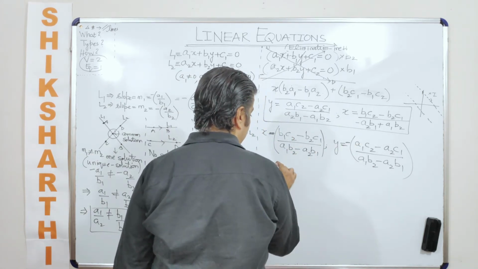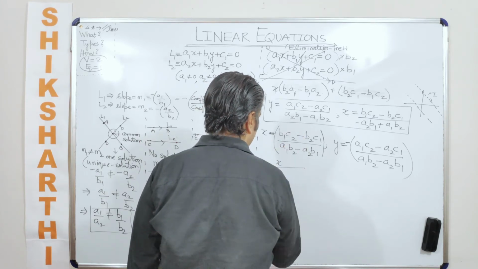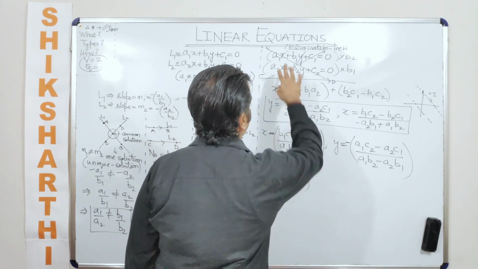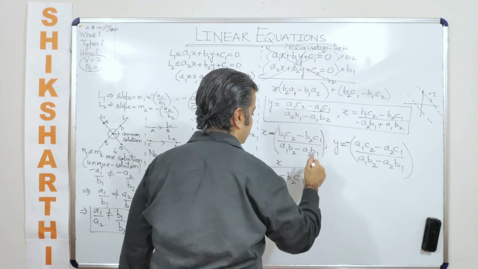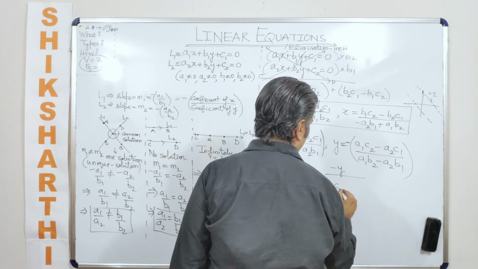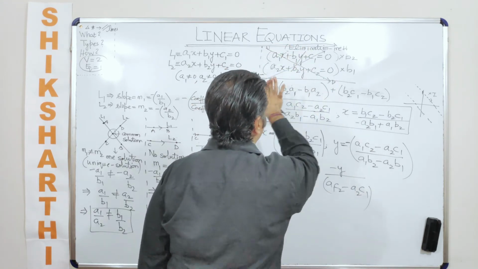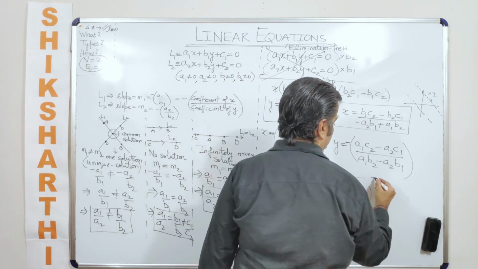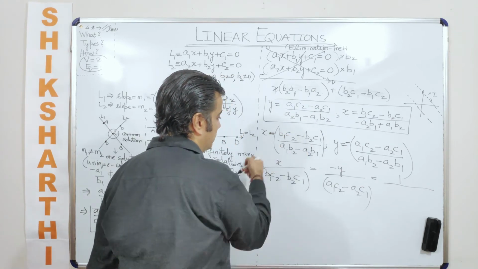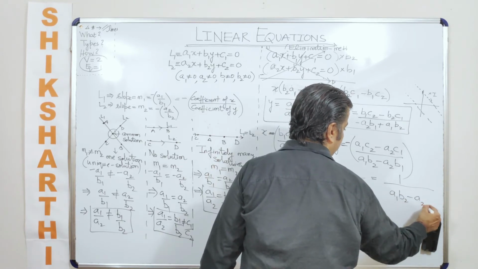So if I have to rewrite this, can I say x divided by B1 C2 minus B2 C1 is equal to minus y divided by A1 C2 minus A2 C1, is equal to 1 divided by, so now when you're taking this down, you will basically say this is nothing but 1 divided by A1 B2 minus A2 B1.